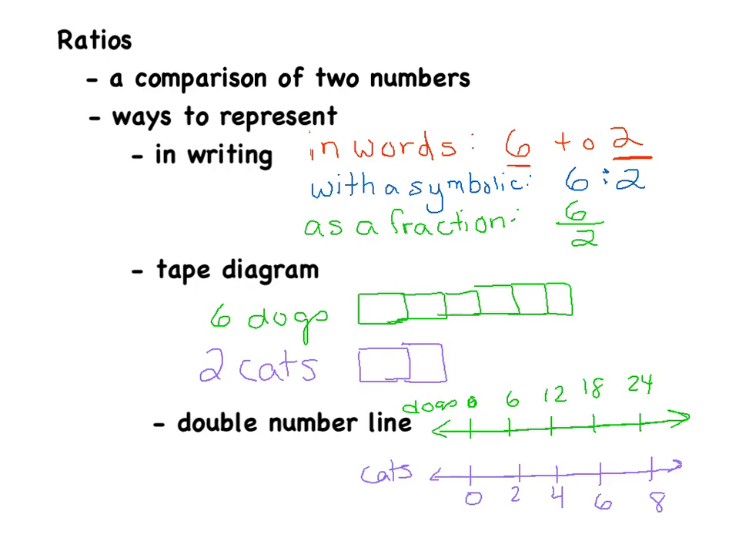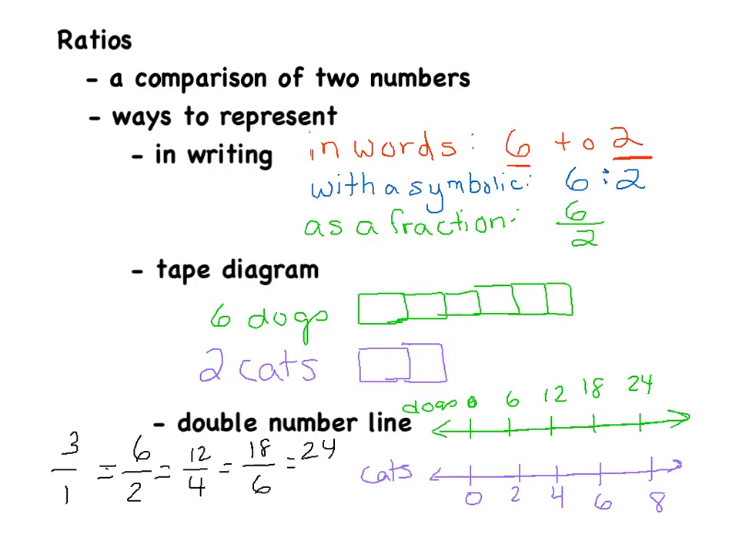We can look at the ratio 6 to 2. We could say that would be the same ratio as 12 to 4. Would be the same ratio as 18 to 6. Be the same ratio as 24 to 8. The reason we can say this is 6 divided by 2 is 3. 2 divided by 2 is 1.